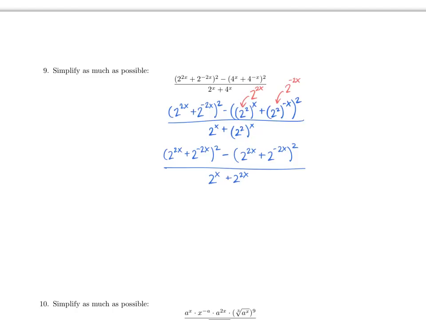The difference between identical terms is 0. And so this entire numerator, this whole thing, equals 0, which means that the entire expression is 0. Done. And that's it.